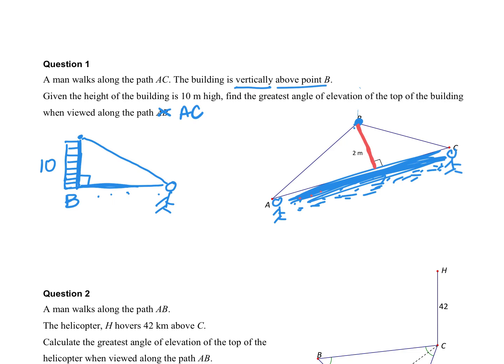The man is walking somewhere along here. The building is down here at B. The greatest angle of elevation happens when it's the shortest distance. So this distance they give you is 2 meters. Can you tell me where this distance is on this diagram? Where is the 2 meters here? It's on the ground, right? All these points are on the ground, right? So this distance here is 2 meters.